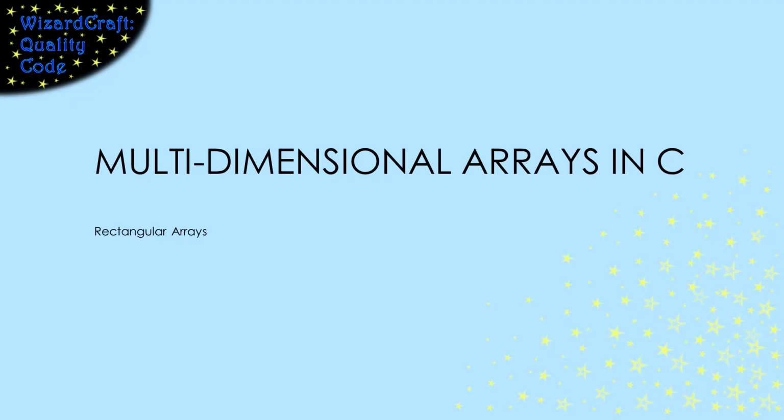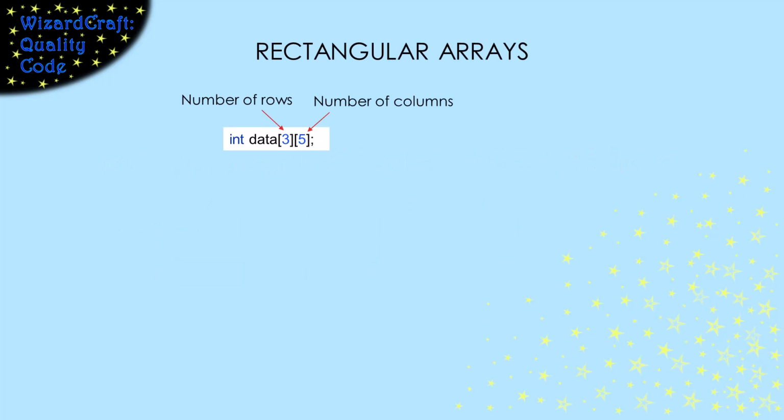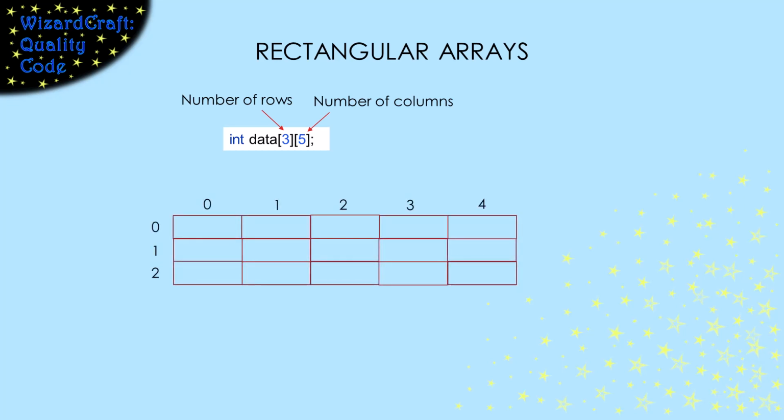We've talked about one-dimensional arrays, just one line of data, but we can also have arrays with 2 or more dimensions. In this video, I'll talk about rectangular arrays. The next one, we'll talk about jagged arrays. We can declare a 2-dimensional array just by specifying how many rows and columns we want it to have. We call these rectangular arrays.